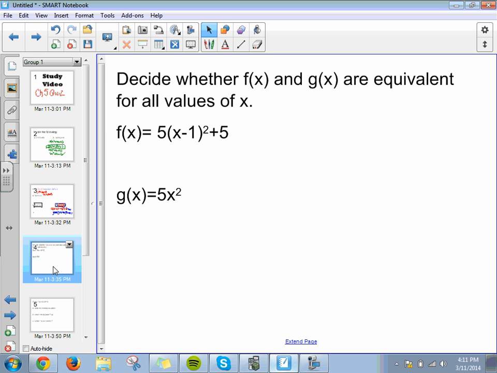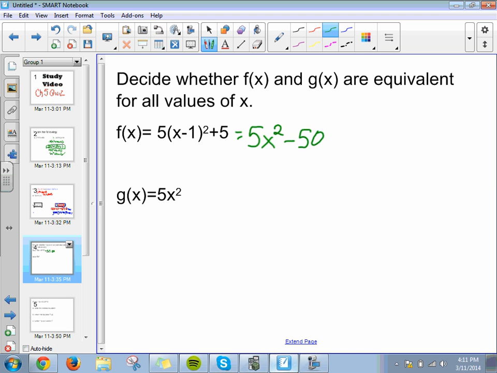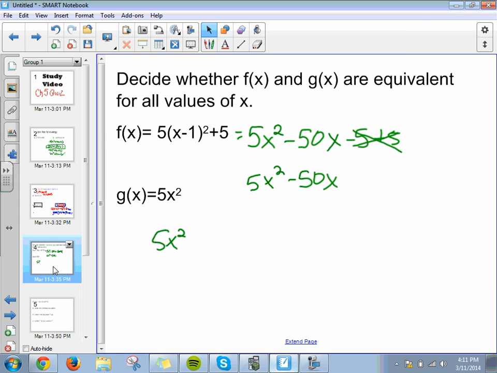Moving on, we want to decide whether f of x and g of x are equivalent. Usually what these problems hinge on is whether or not you remember the middle term when you simplify it out. So over here, my f of x function, if I were to simplify this, we get 5 times x squared. Our inside term would be minus 10 times 5, so negative 50x, and then minus 5 plus 5. So what's going to happen is these two things will cancel out, and we'll be left with 5x squared minus 50x. On the bottom, they just have a 5x squared.